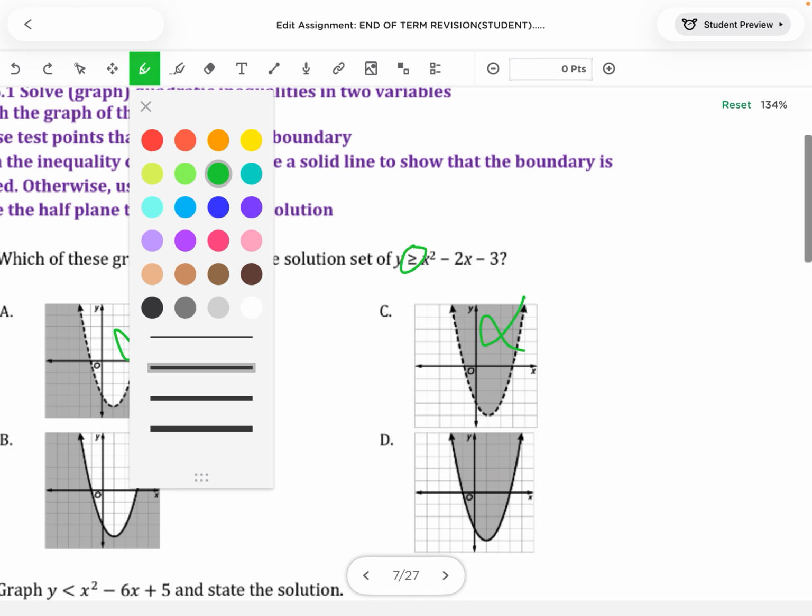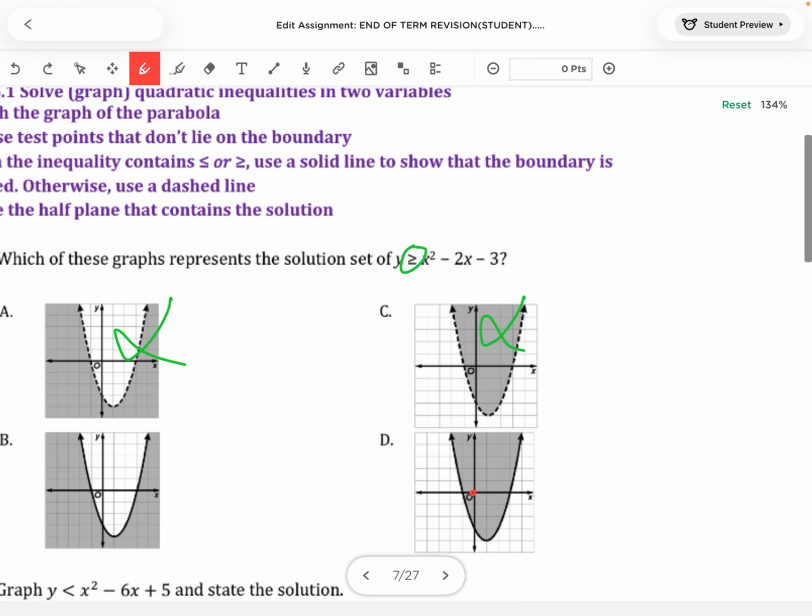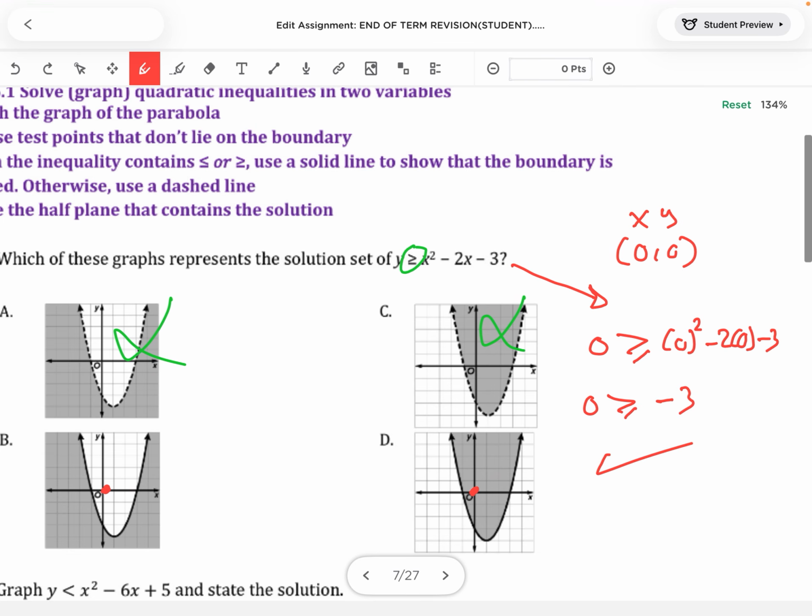Simply, as we learned, I will choose a point. We mainly use 0, 0 because it's easy to calculate. I will replace it here to check. Is it true that 0 is greater than or equal 0 squared minus 2 by 0 minus 3? That means, is 0 greater than or equal negative 3? Correct. So where 0 is located represents the solution of the inequality. So because of this, we shade inside.